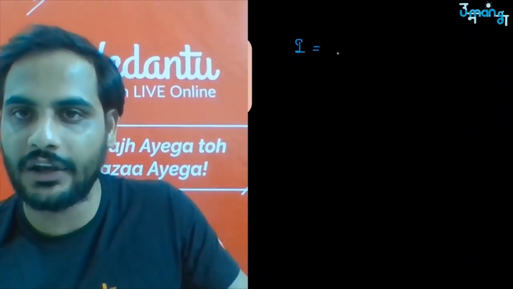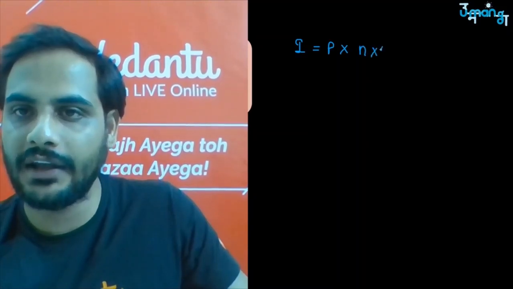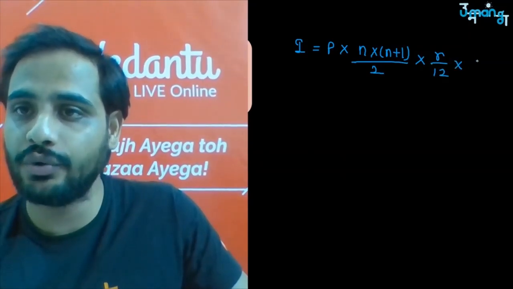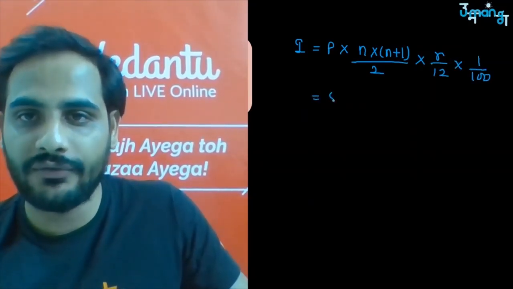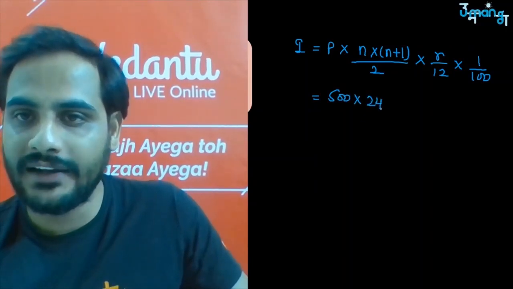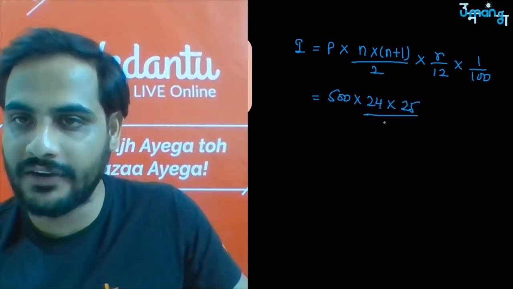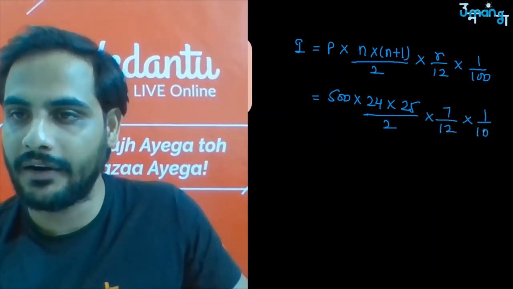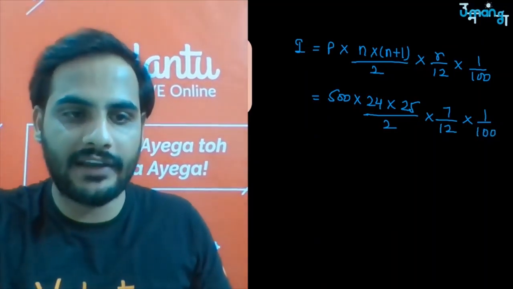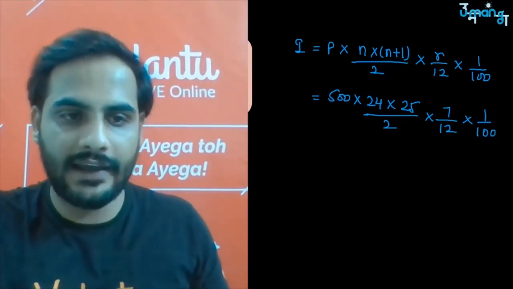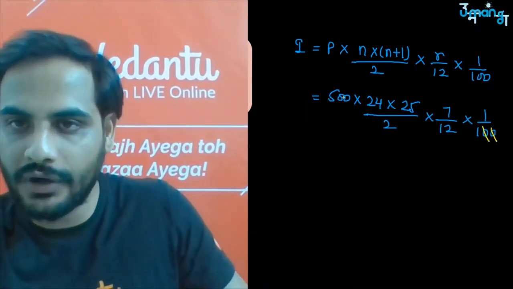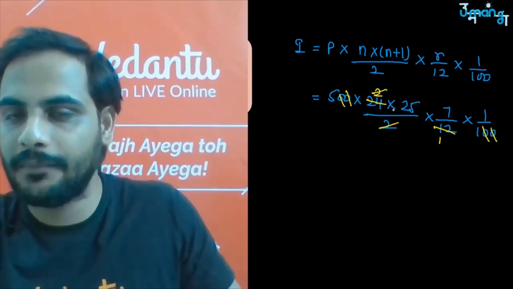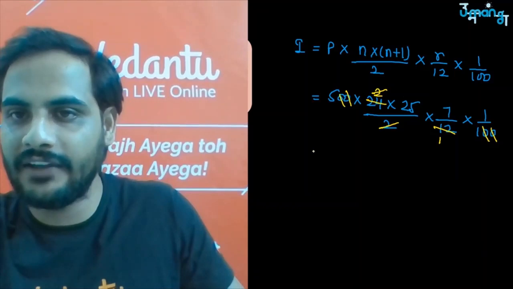So I is equal to P into n plus 1 divided by 2 into R by 12 into 1 by 100. P was 500 into 24 into 24 plus 1 is 25 divided by 2 into R is your 7 divided by 12 into 1 by 100. Okay, let's do the cancellation. So these two zeros got cancelled. 12 ones are 12, twos are 2, 2 to 2 got cancelled. So you are left with 5 into 25 into 7.